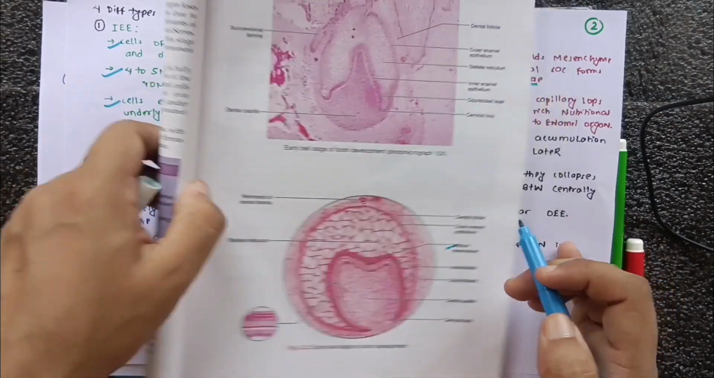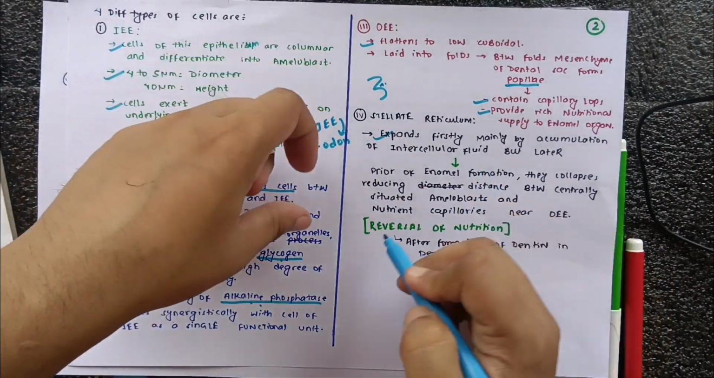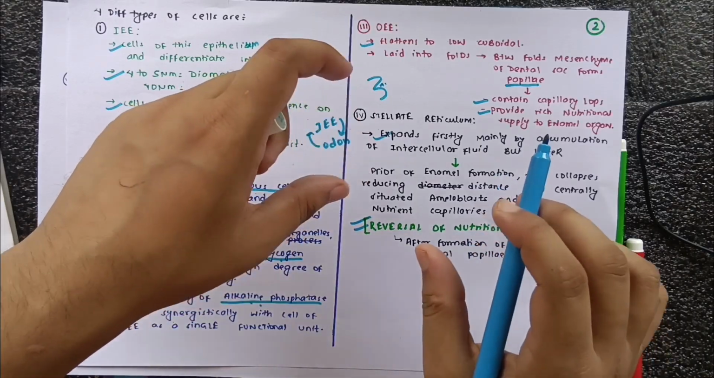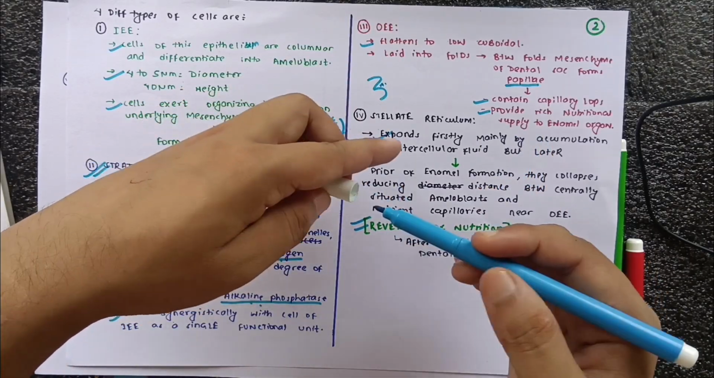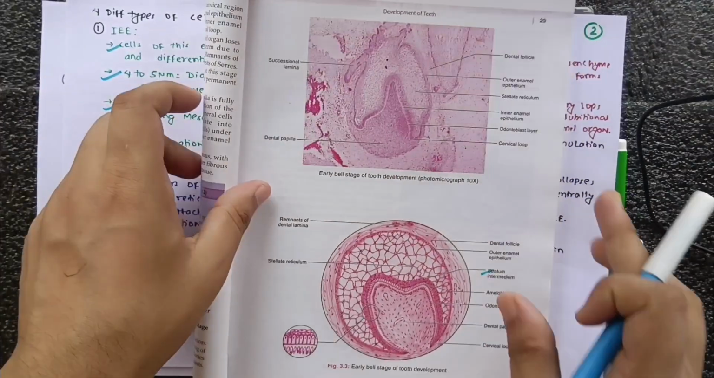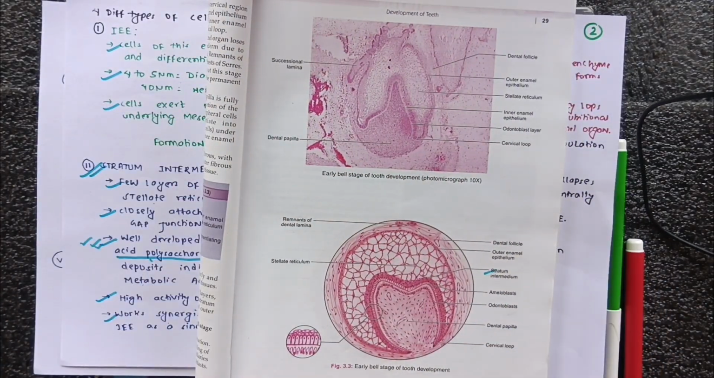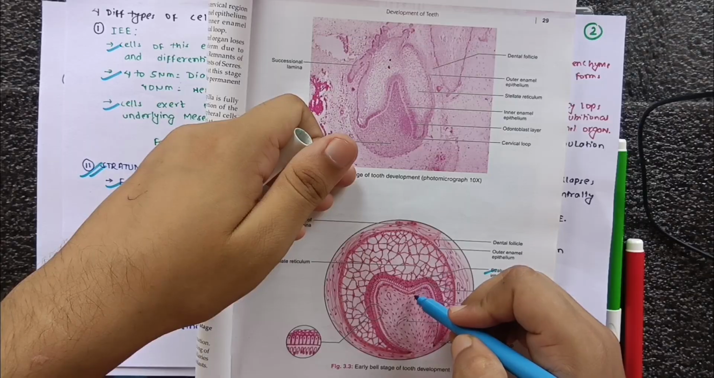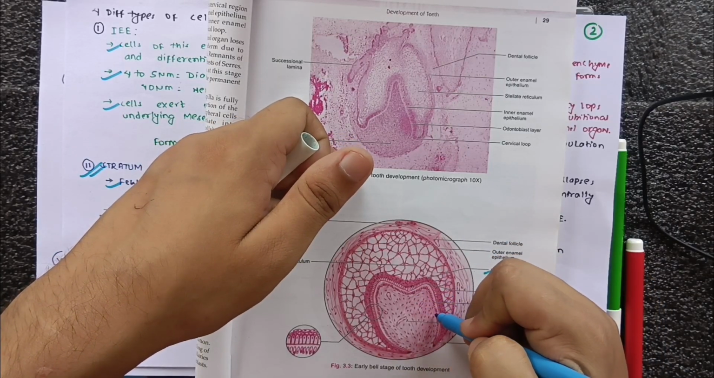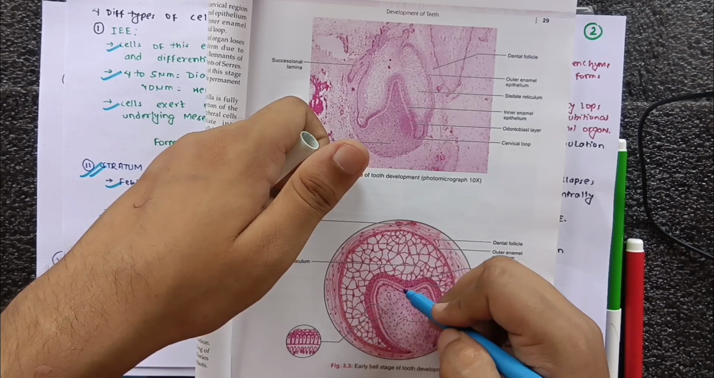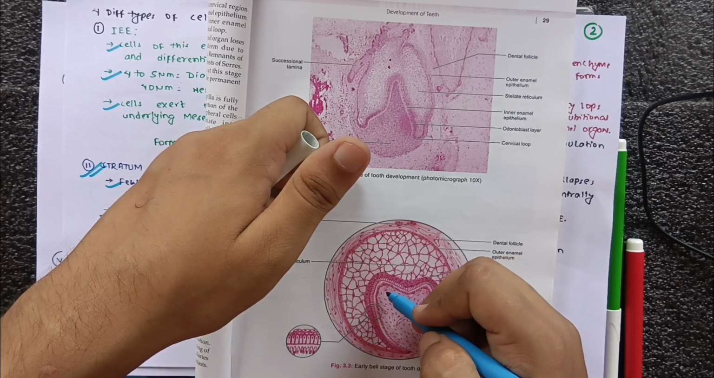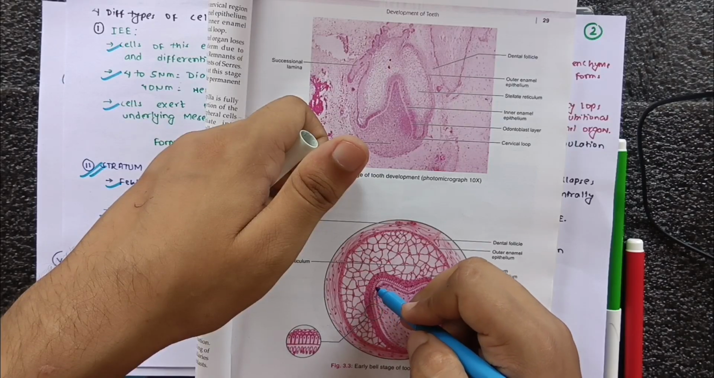This process is named reversal of nutrition. I will explain this reversal of nutrition properly here, firstly by the picture. When there is an epithelial and mesenchymal interaction, there is a formation of the odontoblasts, and after the formation of odontoblasts there is a formation of the dentin. So there starts the formation of the dentin.